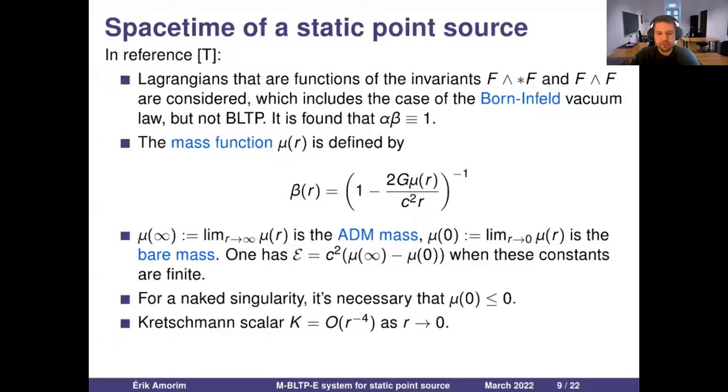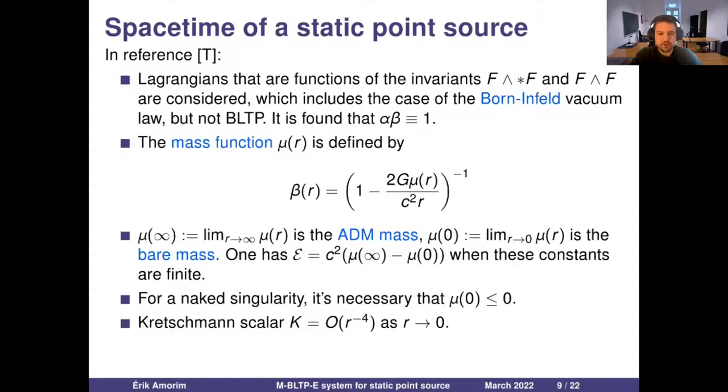And now I want to talk about some other theory of electromagnetism called the Born-Infeld, because I want to compare later to what we can do with the BLTP theory. So this is now about a reference by Tafel and Darzadeh. In this reference, I think it's from 2016 or something, I forget.